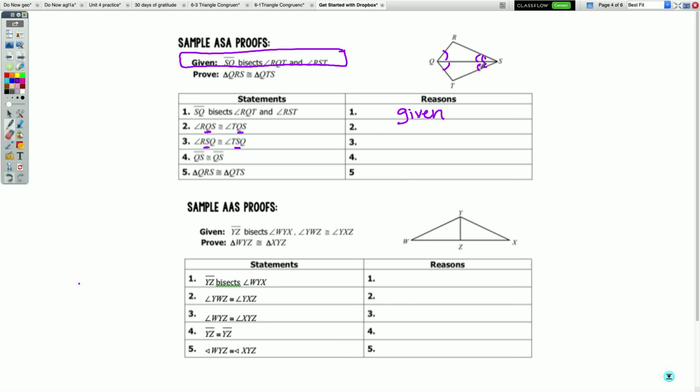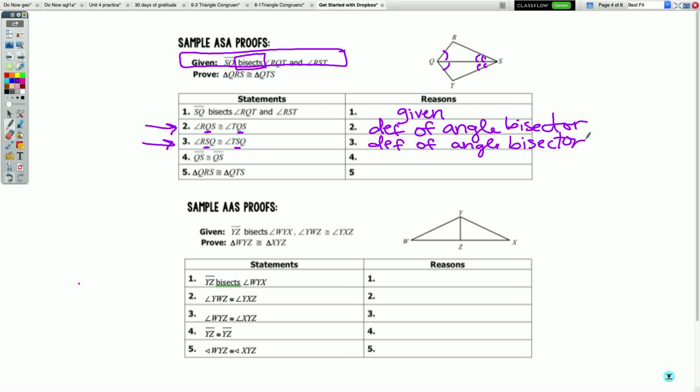Okay, don't overthink it. If we have a vocab word, most likely we're going to be using the definition of it. So we're going to put the definition of a what? Good. Of an angle bisector specifically. And those are listed up at the top of your notes. So the definition of an angle bisector happens at step 2 and step 3. So we have congruent angles at both those steps.